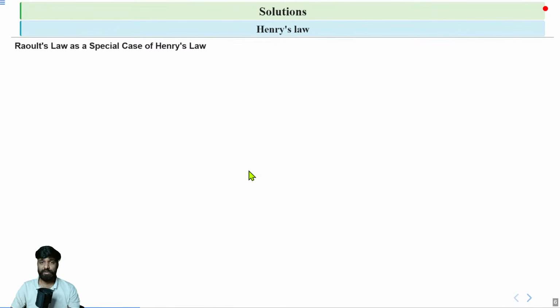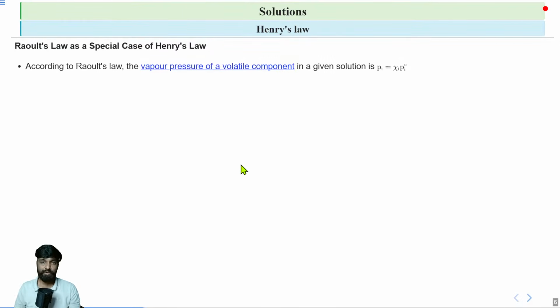Then moving on to the next part, which is the most important part, I would say, related to Henry's law and Raoult's law: the relationship between Raoult's law and Henry's law. It is seen that Raoult's law is nothing but an extension of Henry's law, or a different version of Henry's law. Let us see how. To understand this, first let us write what Raoult's law is. We studied in the previous class that Raoult's law gives that the partial pressure of the liquid is directly proportional to the pressure of the pure liquid.